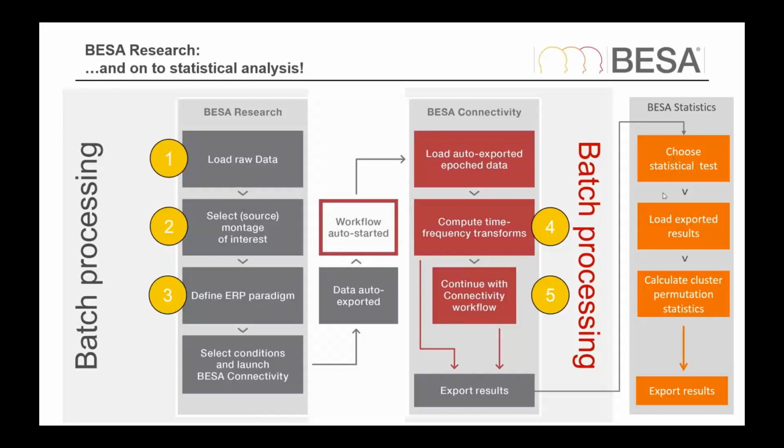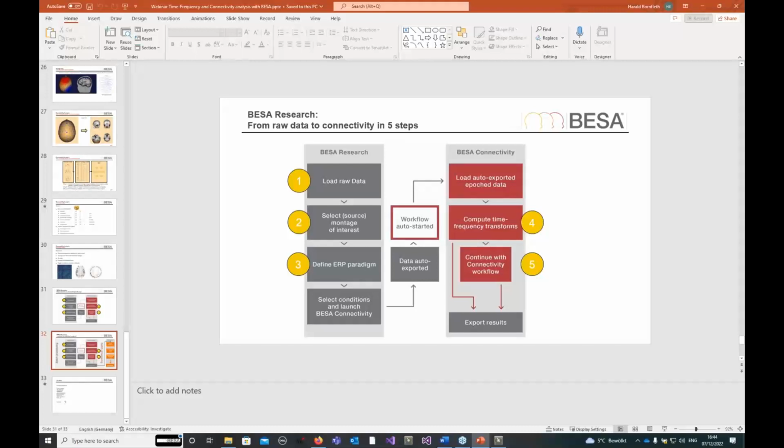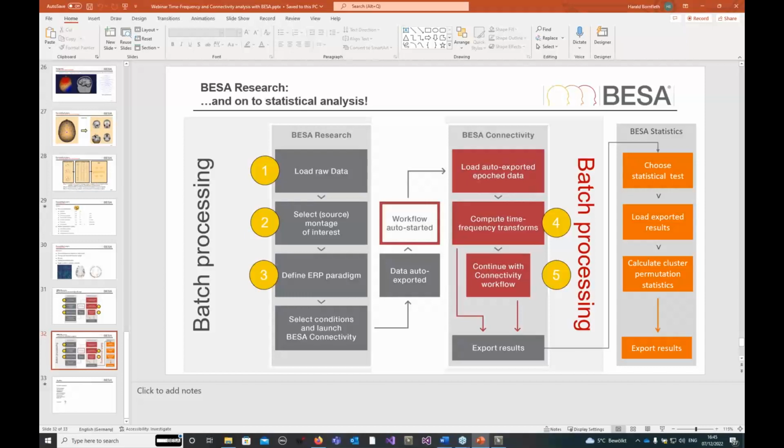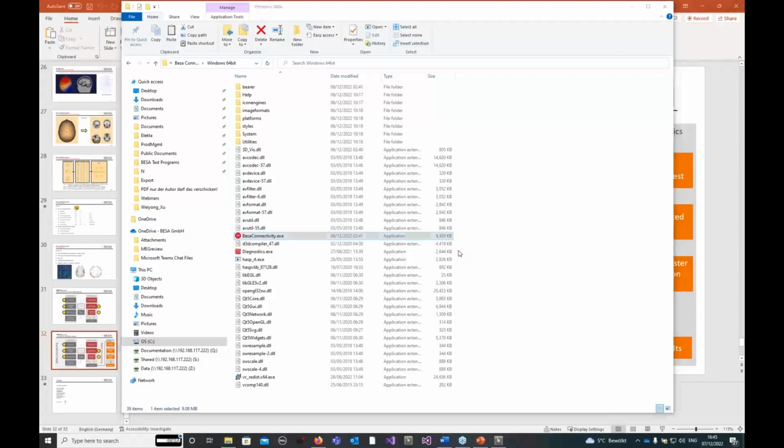So I can export it to BESA Statistics, and then I can go through that workflow, choose a statistical test, load the exported results, and calculate the cluster permutation statistics. So let's just have one last look at how that works in BESA Connectivity. And this will again require me to start this program.